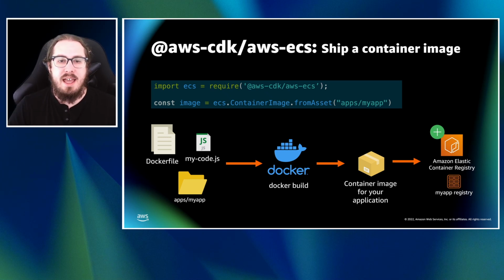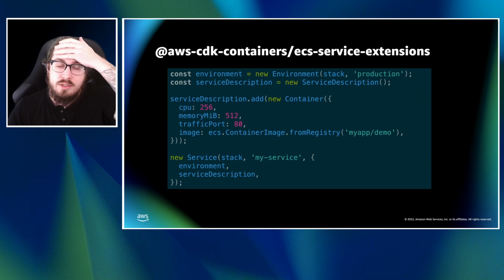So what's going to happen is CDK is going to go up into that directory. It's going to find my Dockerfile. It's going to automatically build a container image. It's going to create its own unique Elastic Container Registry for storing my container image and upload it to that registry. And this also extends to the actual patterns for turning that container image into a deployment.